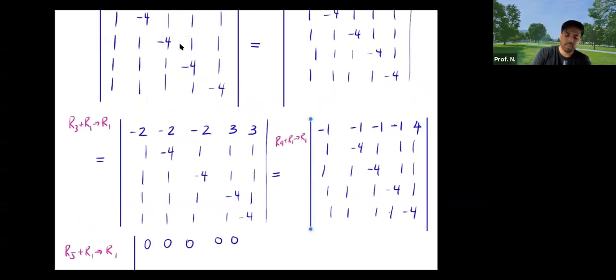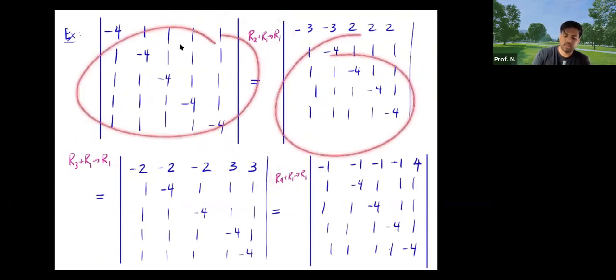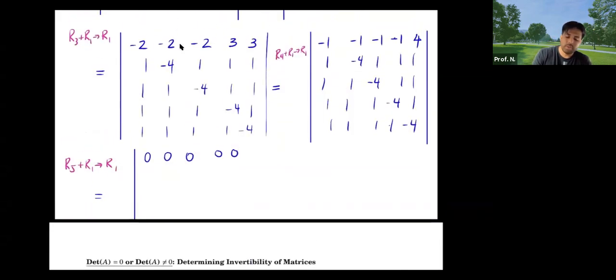Every single operation that I did here leaves the determinant unchanged. So this determinant here is the same as this one, the same as this one, the same as this one. But what happens is I get a row of all zeros and I get everything else 1, 1, 1, -4, 1, 1, 1, 1, 1, -4, 1, 1, 1, -4, 1, 1, 1, -4, right? This is 0.